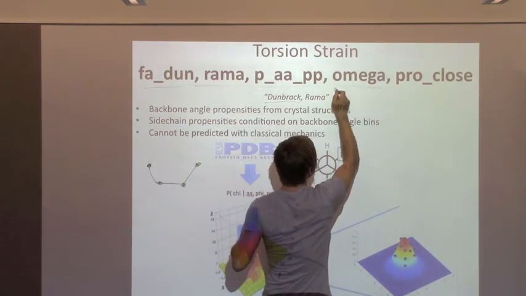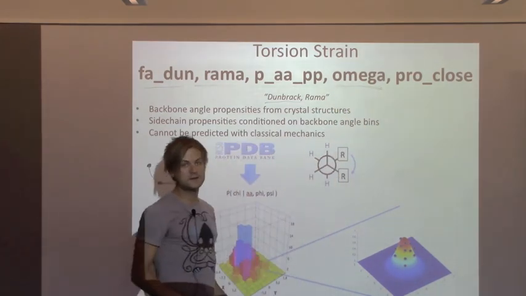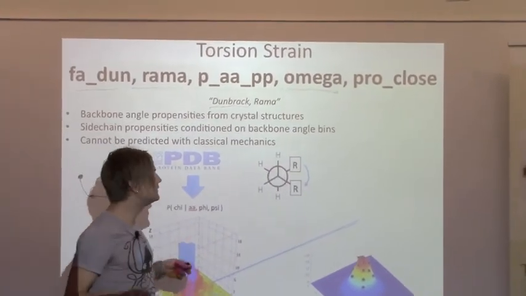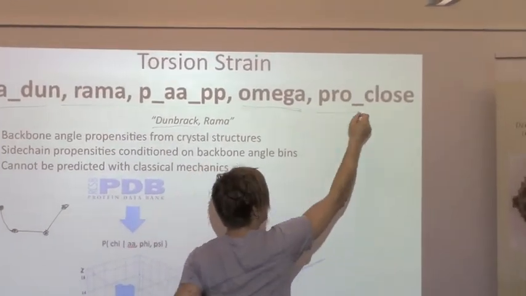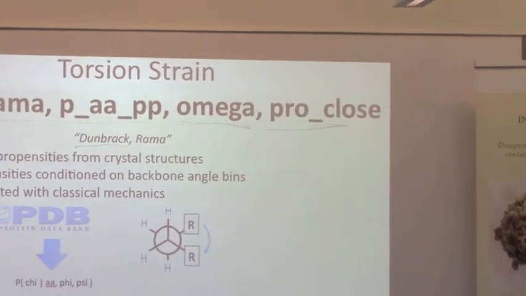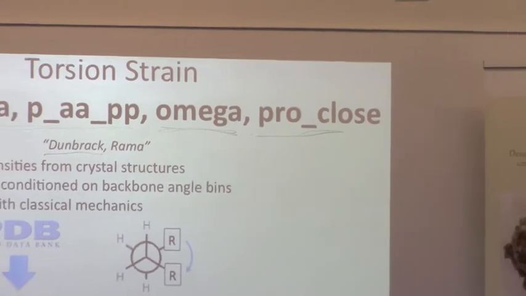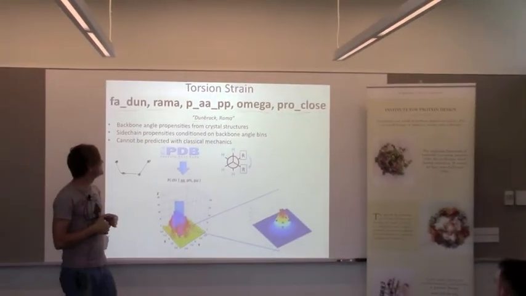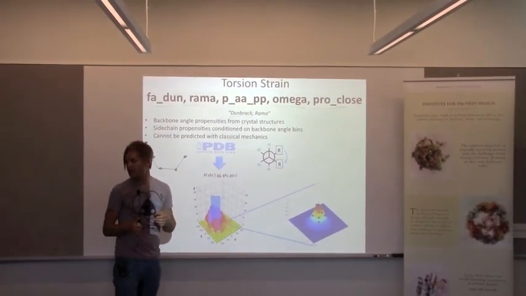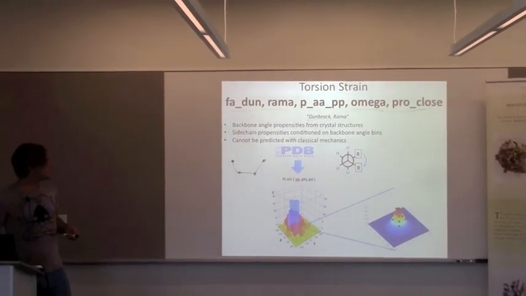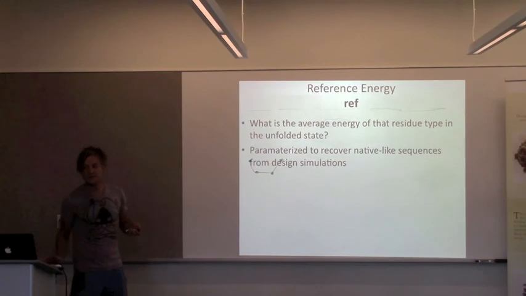This just is a spring that forces your backbone omega angle to be in what we consider good. And this is just kind of an add-on term to force our proline backbones to be where they're supposed to be. Yeah, that's all I need to say about that. And then just tacked this on, forgot to add. Very last thing is the reference energy.